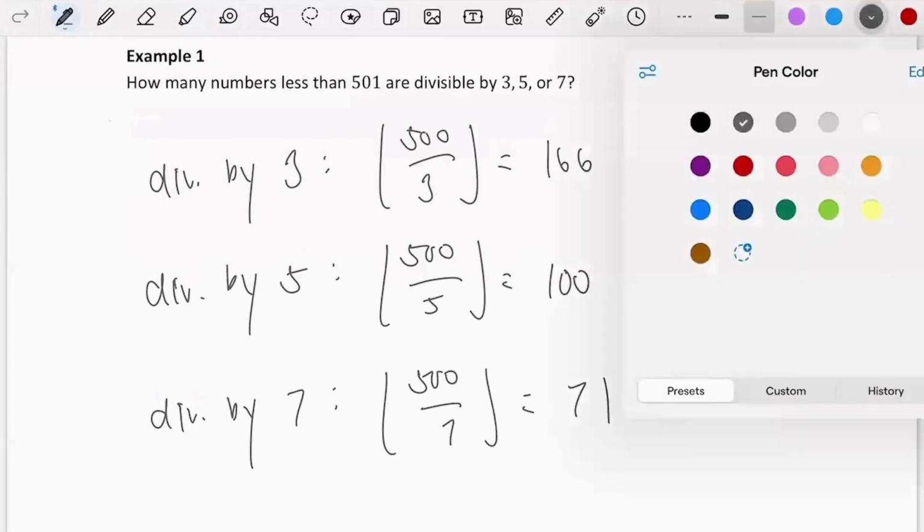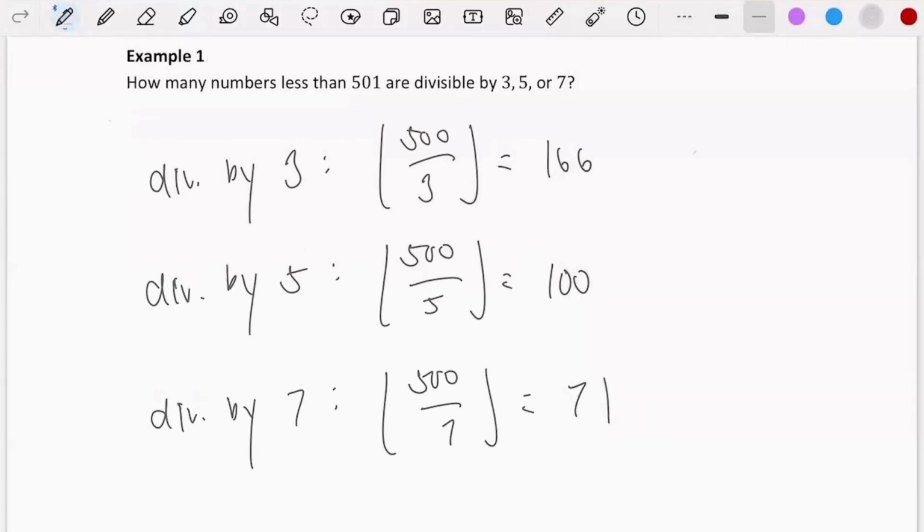For example, the numbers divisible by 3 include 3, 6, 9, 12, 15, and so on. Divisible by 5: 5, 10, 15, 20, and so on. Divisible by 7: 7, 14, 21, and so on. If you look at these numbers, they are either divisible by 3, 5, or 7. We can't have a 2 because it's not divisible by 3, 5, or 7.